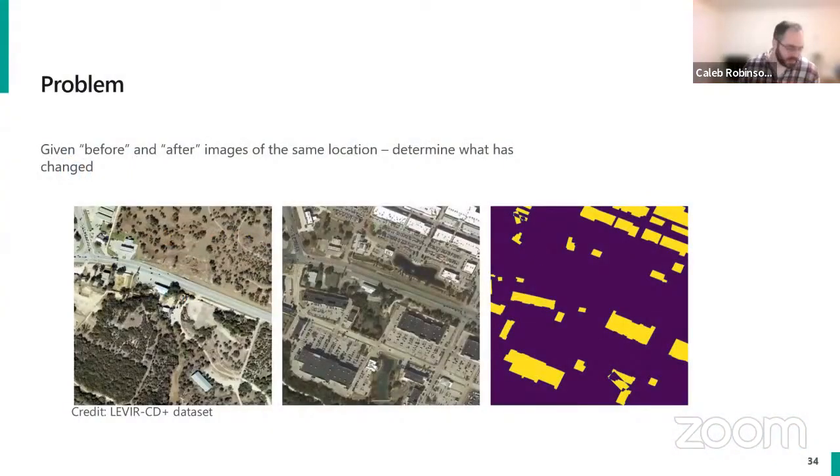So this second section is going to be relatively short, but I just wanted to give an outline of what the change detection problem looks like and some different design choices that you might make from a deep learning standpoint if you have a change detection problem. So at a very high level, the change detection problem is where you're given a before and after image of some location, and the objective is to determine what has changed. So, for example, in this data set, the mask on the far right shows all of the buildings that have changed in this after image.